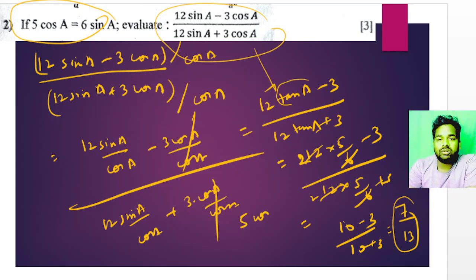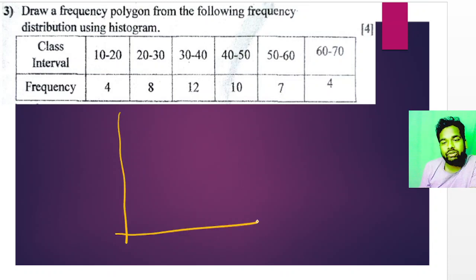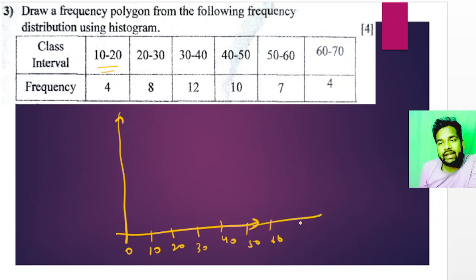Now we are going to solve the second part, the third question, which asks you to find the frequency polygon. It is a very easy question. You are going to draw a frequency polygon. Since the class intervals are already given, 10 to 20, 20 to 30, you divide this column as 0 to 10, 10 to 20, 20 to 30, 30 to 40, 40 to 50, 50 to 60, and 60 to 70.